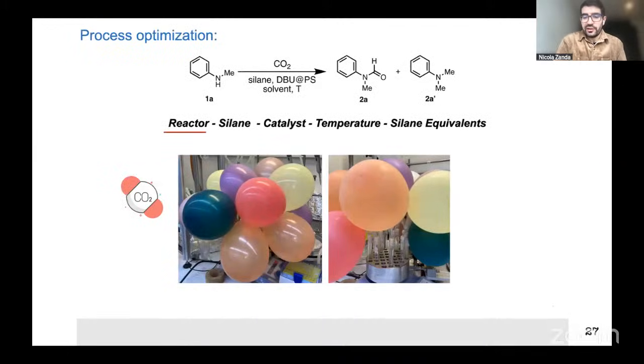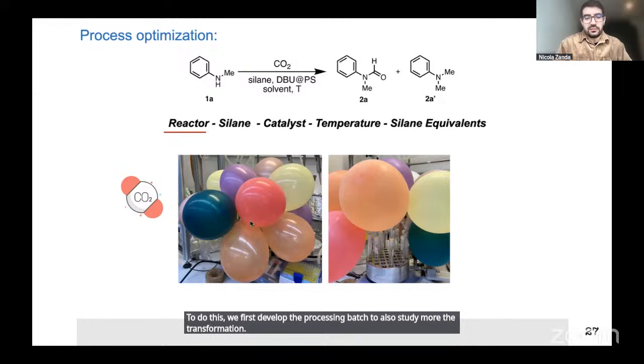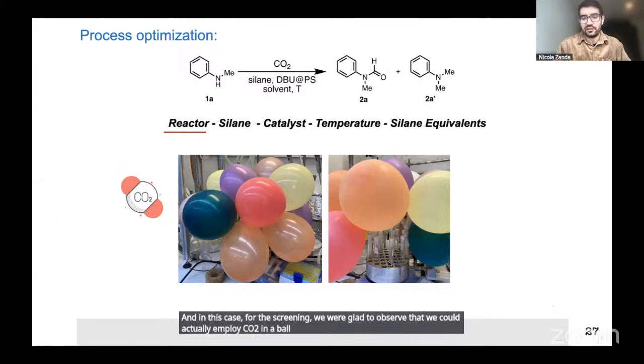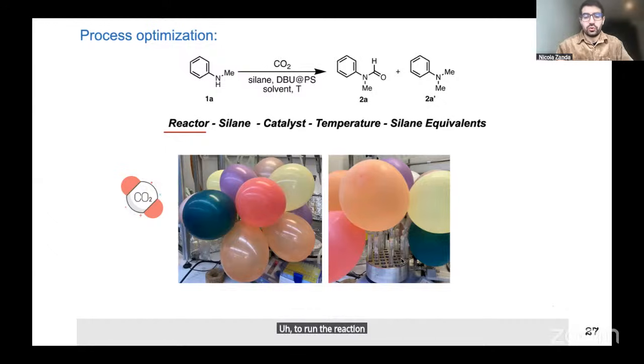To do this, we first developed the process in batch to also study the transformation more. And in this case, for the screening, we were glad to observe that we could actually employ CO2 in a balloon with a simple vial to run the reaction. And this actually allows us to quickly screen all the reaction conditions.